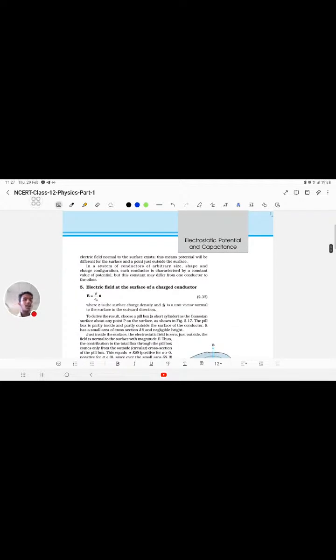And hence the result: if the conductor is charged, the electric field normal to the surface exists. This means the potential will be different for the surface and a point just outside the surface. So in a system of conductors of arbitrary size, shape and charge configuration, each conductor is characterized by a constant value of potential, but this constant may differ from one conductor to the other. Okay, fine, great.